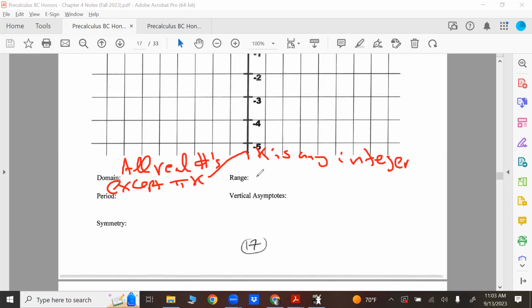The range is not all real. There's a gap between what and what? -1 and 1. So you got to write like this. Vertical asymptotes will be x equals pi k. Again, k is any integer.